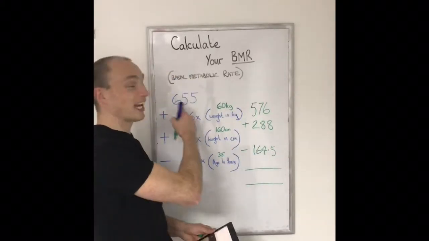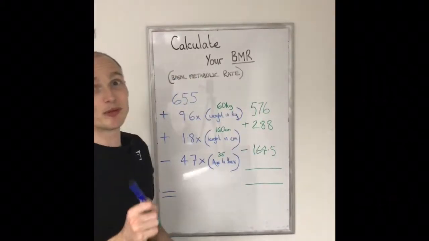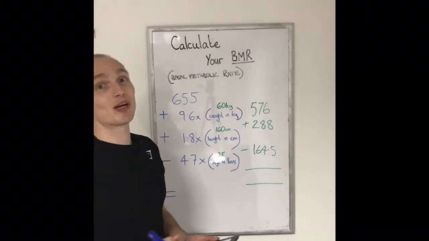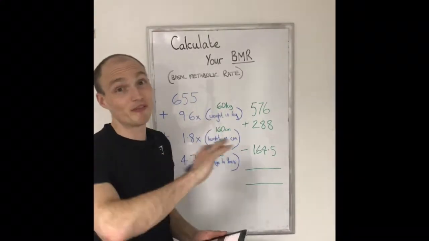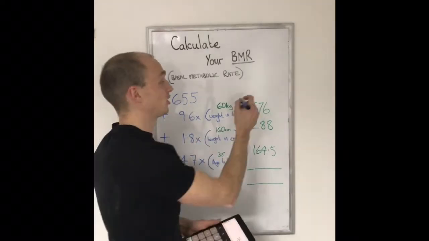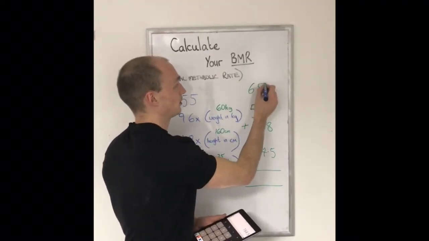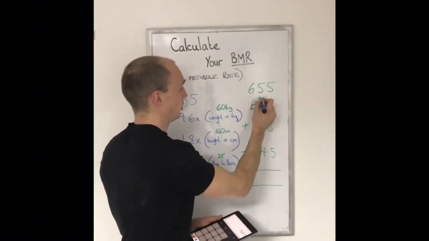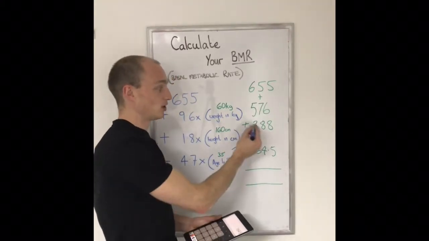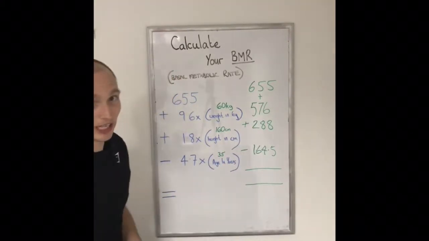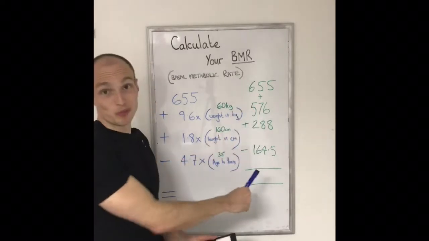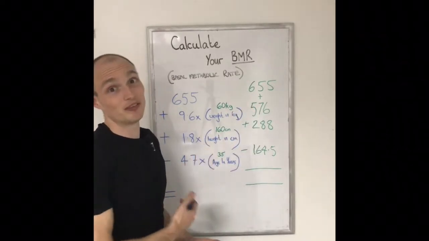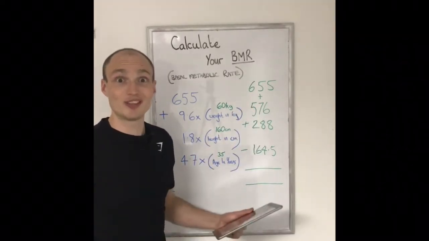Most important, don't forget that 655. A lot of my group on the last group training program forgot that 655, and it puts your figures way out. So don't forget at the top, 655 plus 576 plus your 288 minus 164.5. Don't worry if you've got different numbers, you obviously will have. Your weight will be different, your height will be different, and I'm sure you're all different ages.